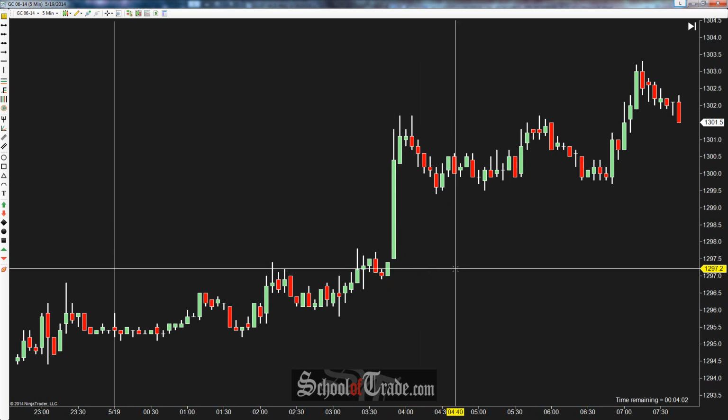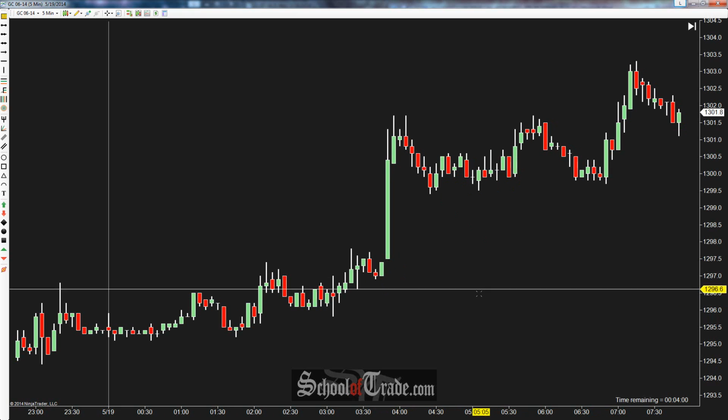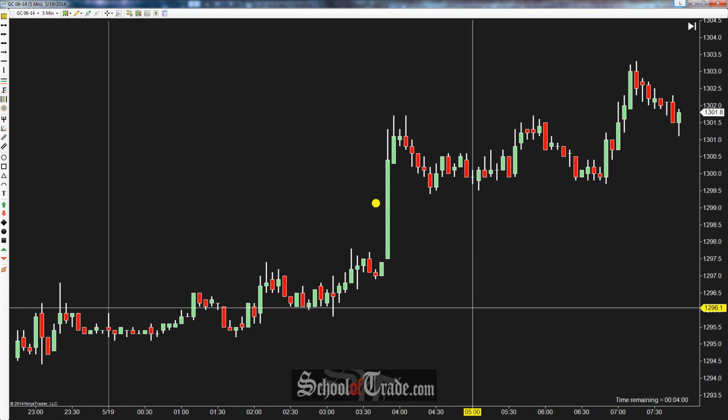So as an example right here on gold, I just have an example of an abrupt price action shot up right here earlier in the morning. This happened at right around 3:50, 4 o'clock in the a.m. And this is on the 19th, so just a little bit a ways away.